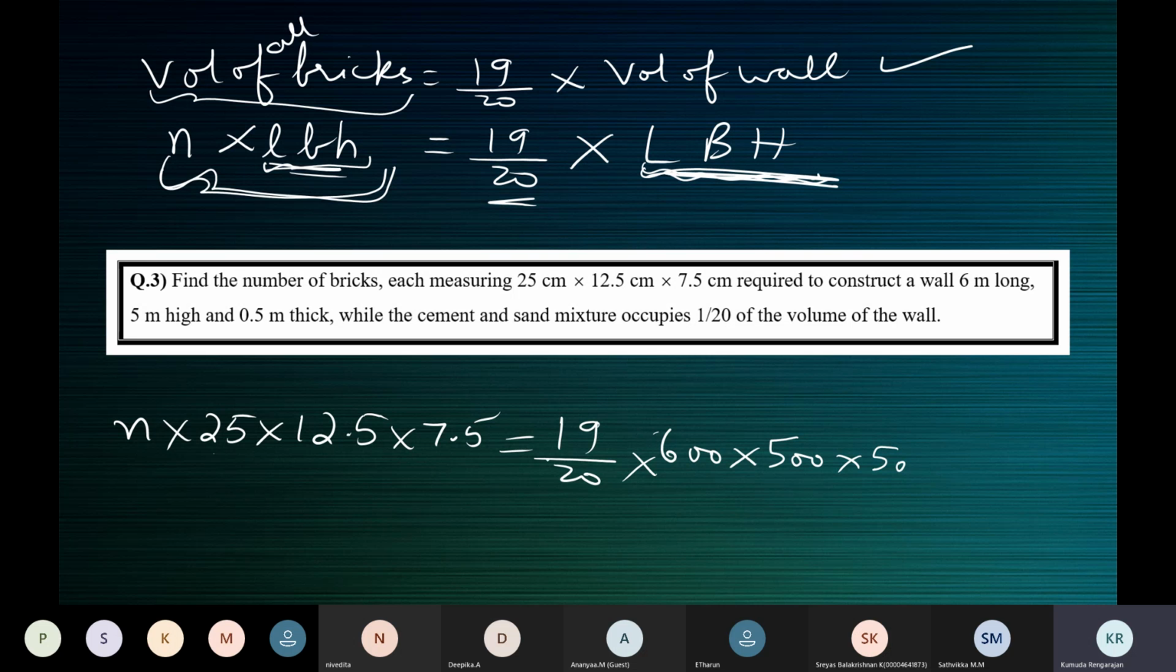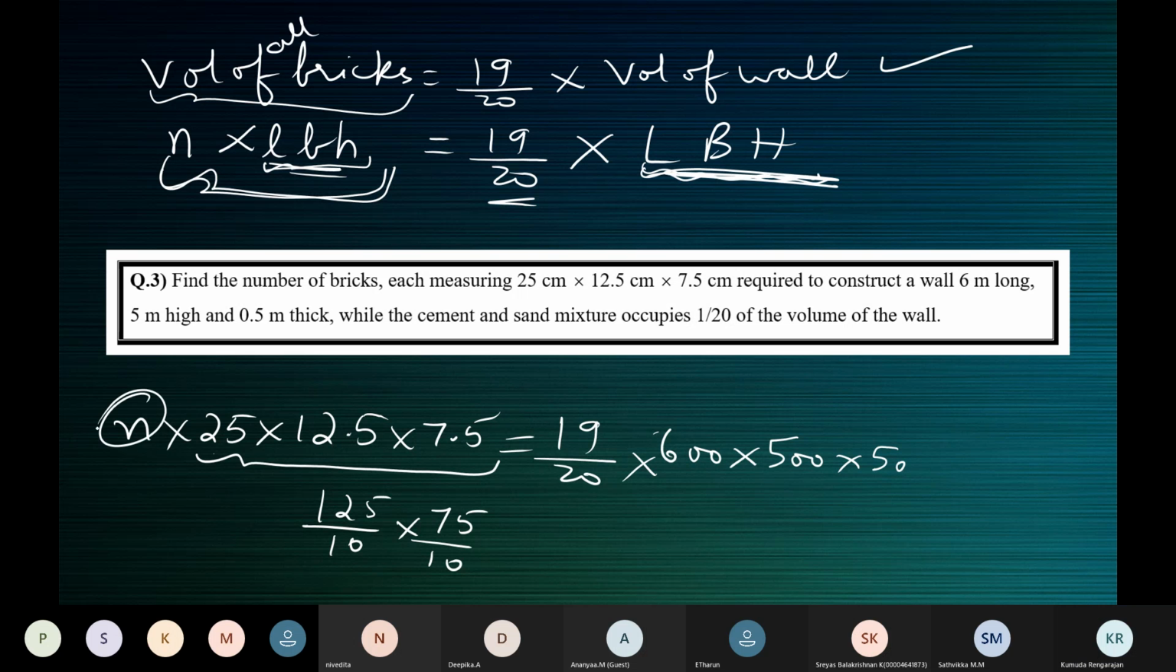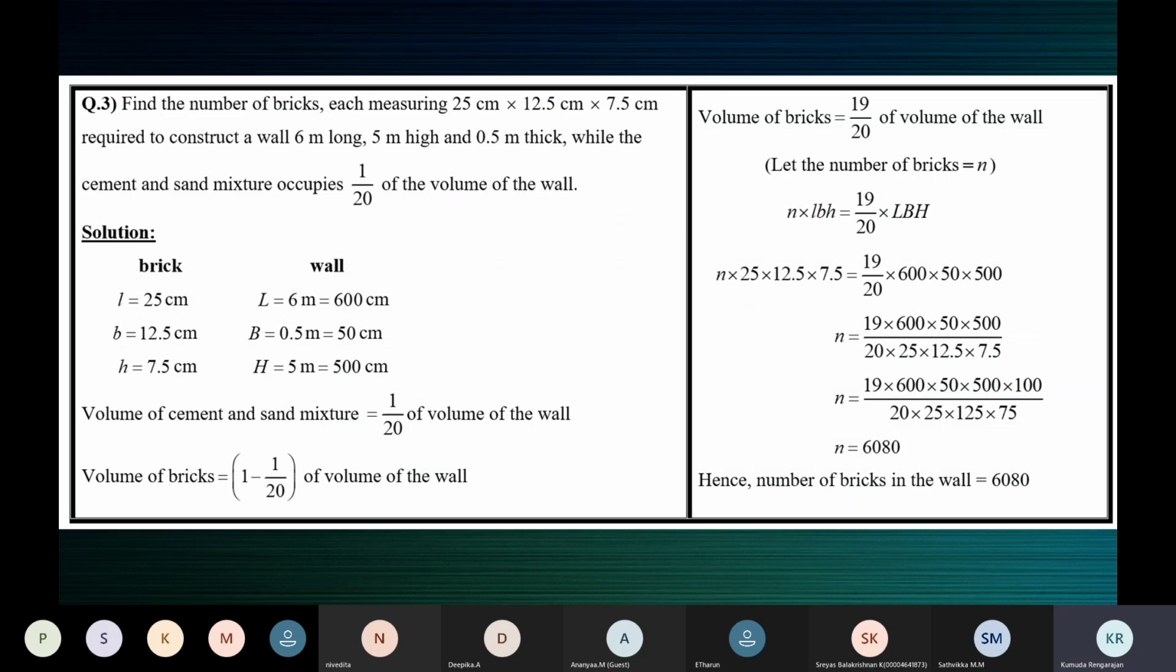That's it, children. Bring these numbers to the other side for division. You can convert 12.5 to 125 by 10, because we will not be comfortable with the decimal point. So you can just convert that to a fraction like this. You can write 7.5 as 75 by 10. Then take the numbers to the other side and hence find. You can see that this equation has only one unknown, n. So take these numbers to the other side and find the value of n. Take a screenshot, children.